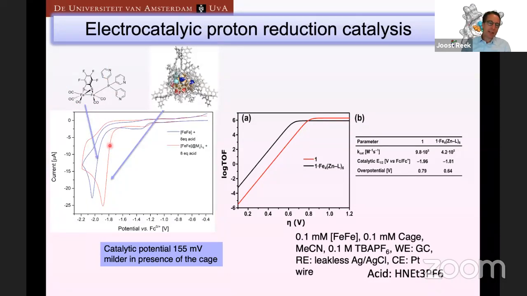And here we see the catalytic wave when the catalyst is mounted into this cage, and we see a shift of 155 millivolts to more favorable potential. And this means that by encapsulating these hydrogenase mimics, we can reduce the overpotential at which this catalyst is doing proton reduction catalysis. And this is also clear from the Tafel plot that is shown here, where we have the activity plotted as function of the overpotential. And here you see that when encapsulated, you reach the maximum rate, but at lower overpotential, by 600 millivolts.